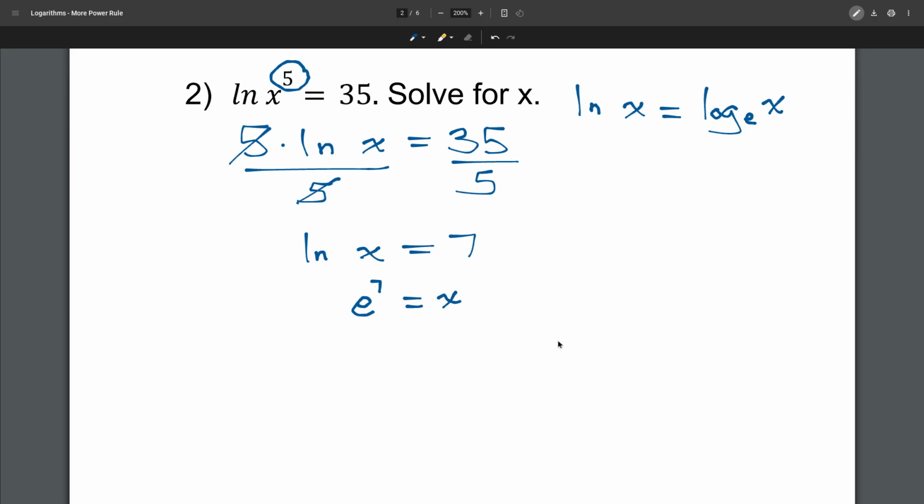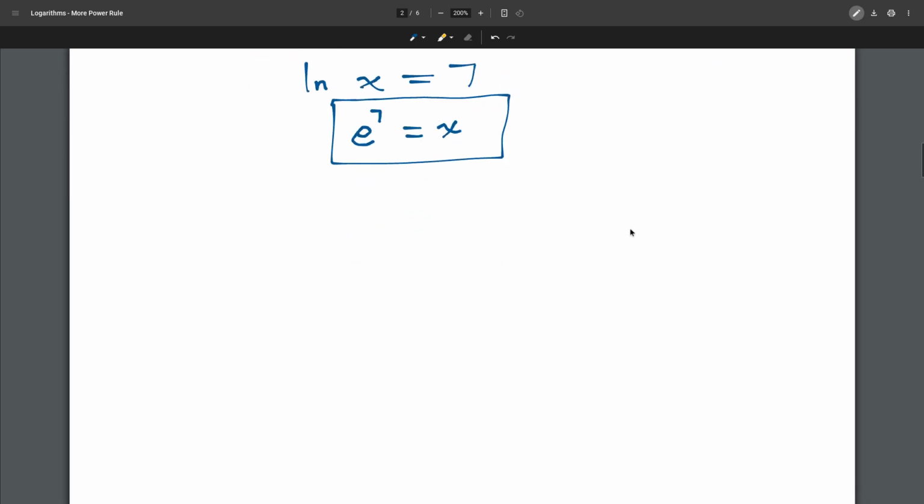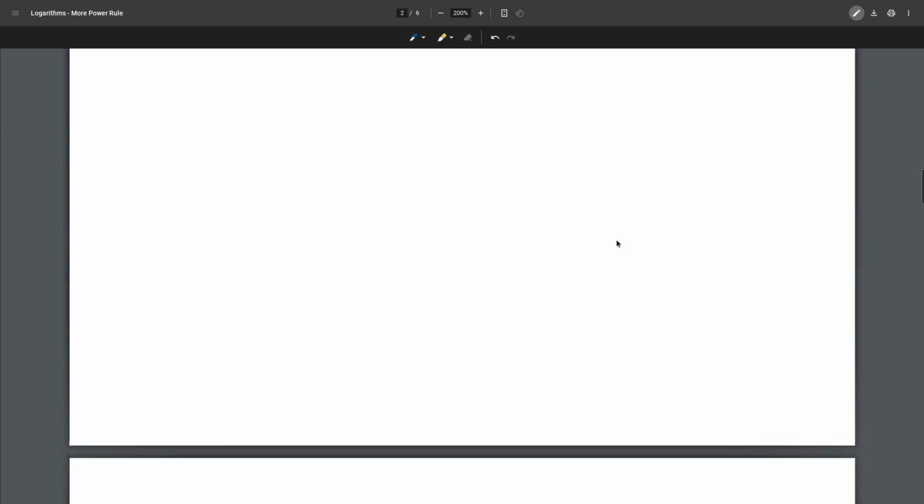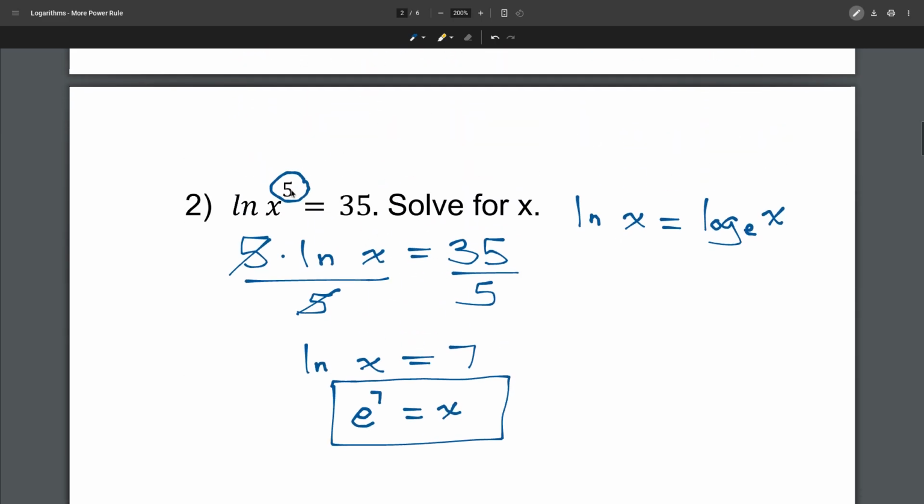Now, e is an irrational number, meaning after the decimal point it's non-terminating, non-repeating, and goes on forever as far as we know. So the most accurate way to leave it is as e to the 7th power, instead of trying to come up with a decimal approximation, which is what your calculator would do. All right, let's move to problem 3. And you notice again in problem 2, this is to the 5th power here, so we don't have to worry about a potential negative solution.